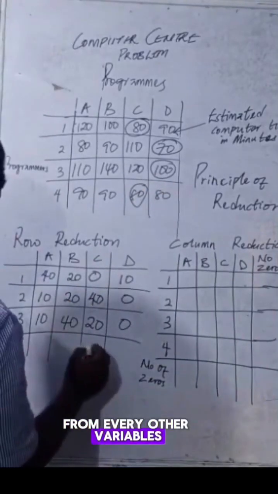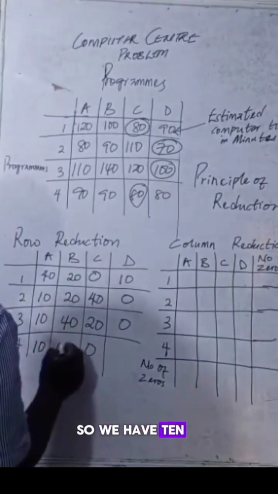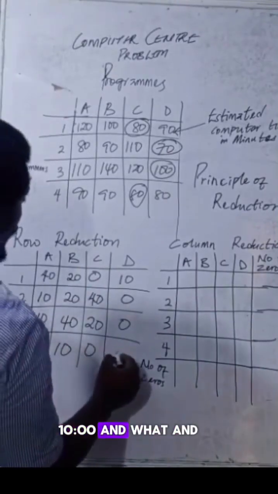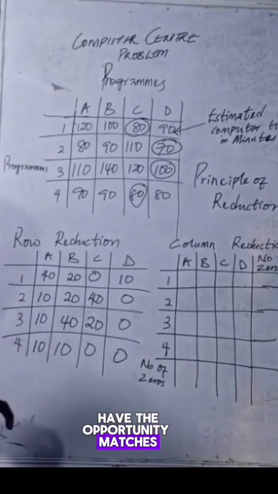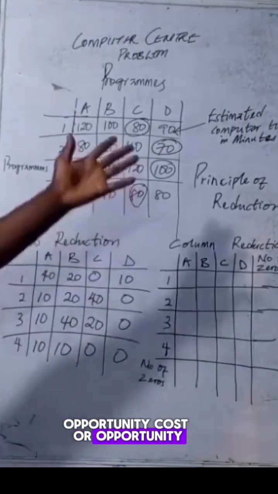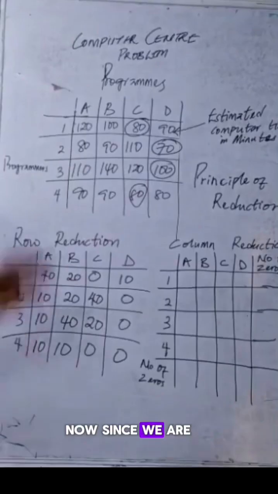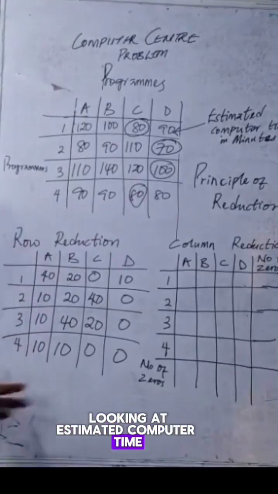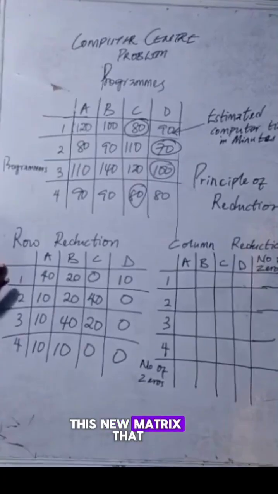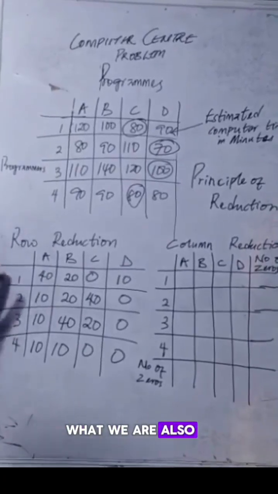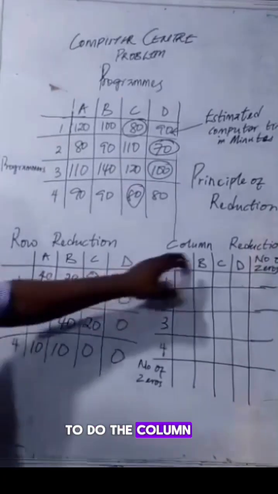From every other variable that we have there, we have 10, 10, 0, and 0. So here we have the opportunity matrix, opportunity cost or opportunity in time, since we are looking at the estimated computer time matrix that we have now. This new matrix is what we are also going to use to do the column reduction.